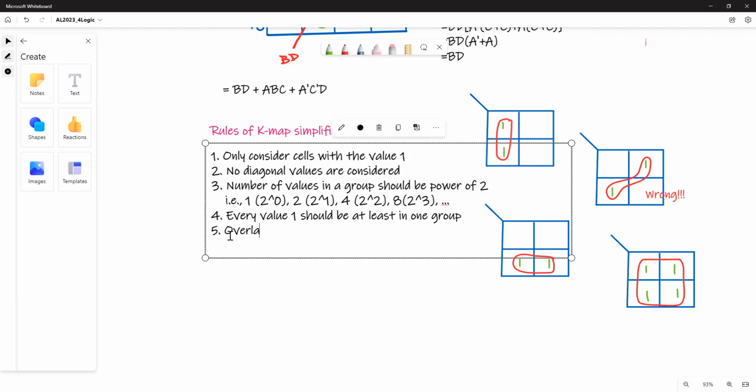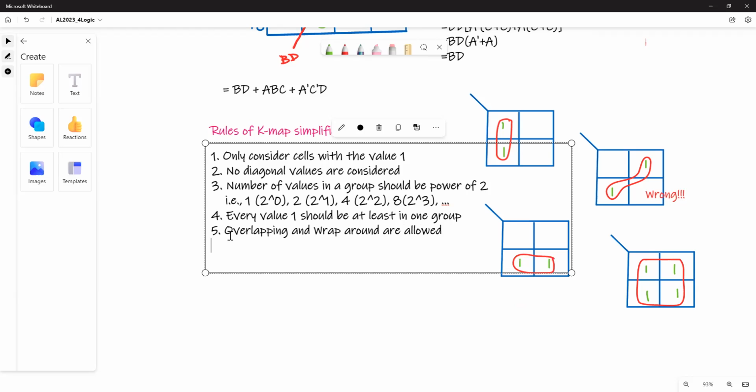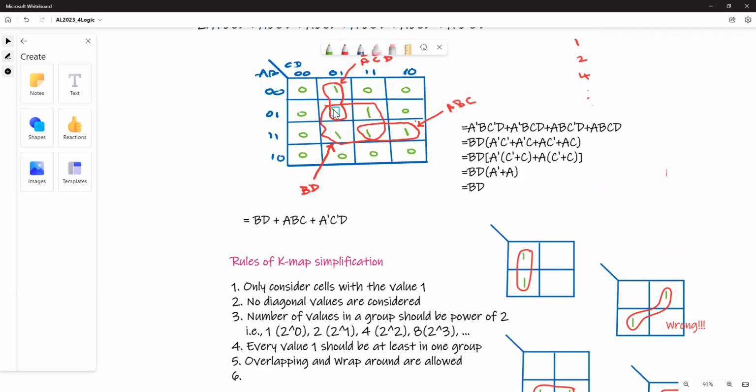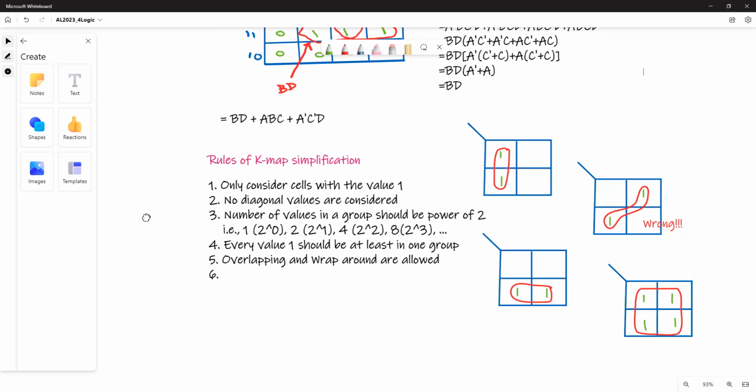Overlapping and wraparound are allowed. I will explain what this wraparound means. So you can overlap items. For example, in the previous one, here there is an overlap. This group and the main group have overlaps. But that's okay, right?